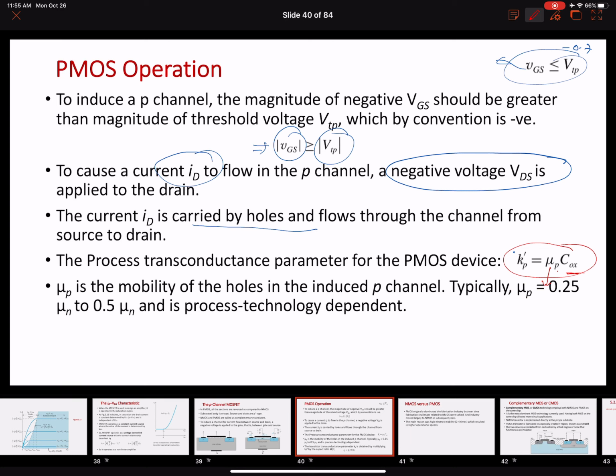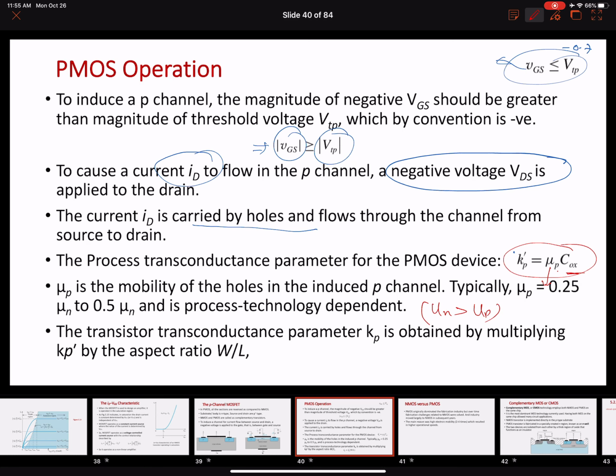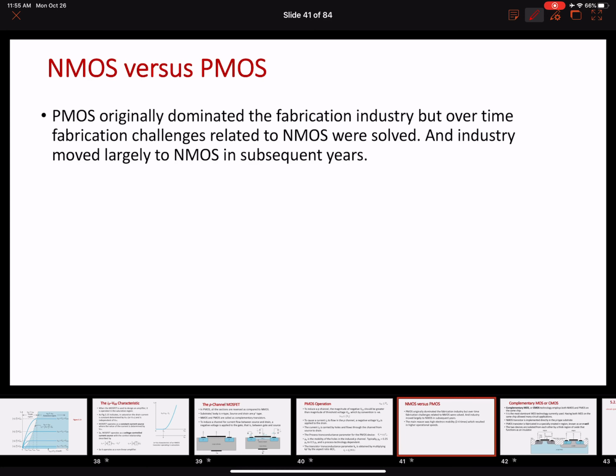So an important thing is the mobility of the holes, another important concept. The mobility of the holes is smaller as compared to the mobility of the electrons. We touched upon that in one of the lectures earlier. The mobility of the electrons is at least 2 to 4 times higher as compared to the mobility of the holes. So mobility of the electrons is greater than mobility of the holes, right? And then we can also find out the transistor transconductance parameter, Kp equals Kp dash W over L. Okay, so NMOS and the PMOS.